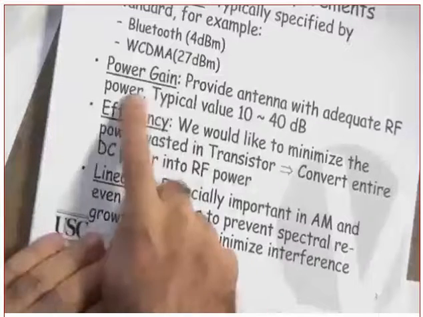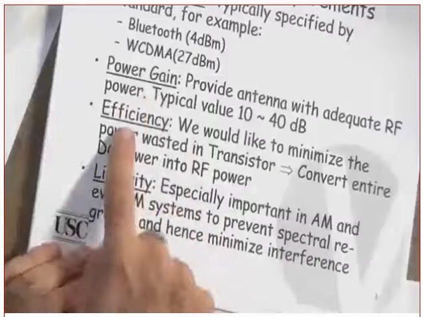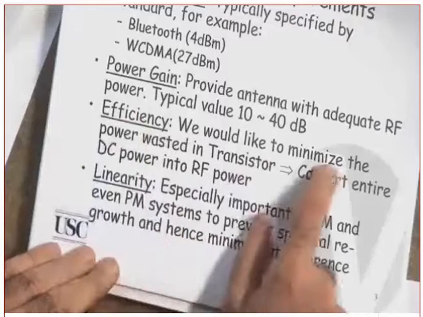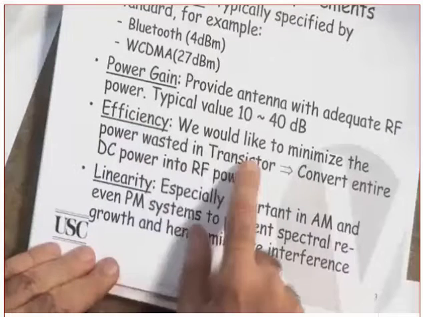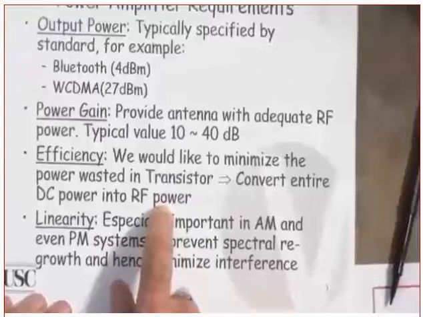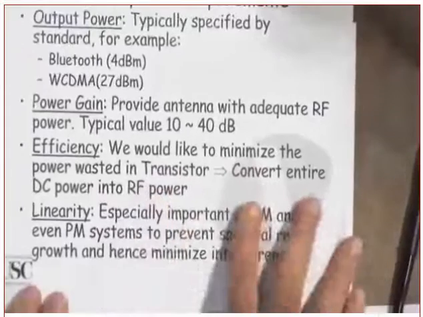Okay. So the linearity is linear. I skipped this one. I'm sorry. Efficiency. We would like to minimize the power wasted in the transistor and convert the entire DC power to the RF power. That's the efficiency.